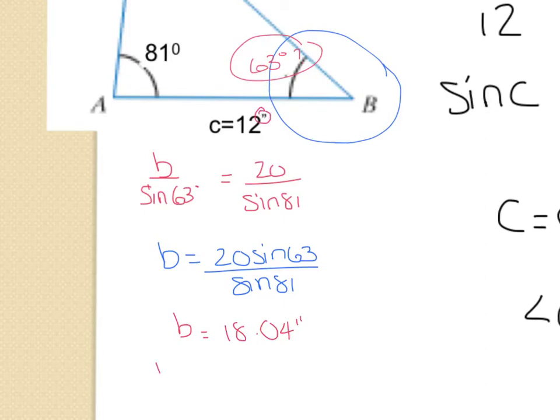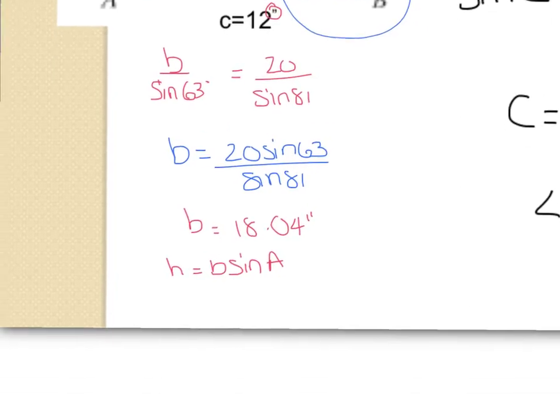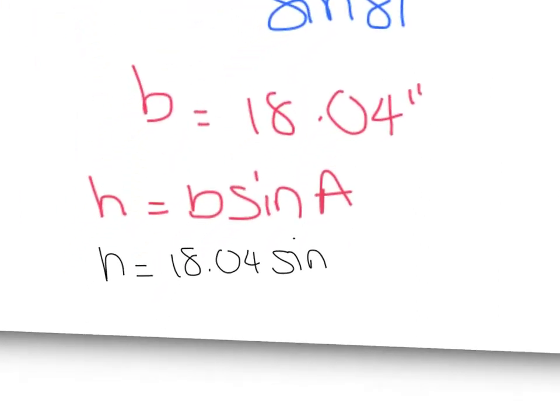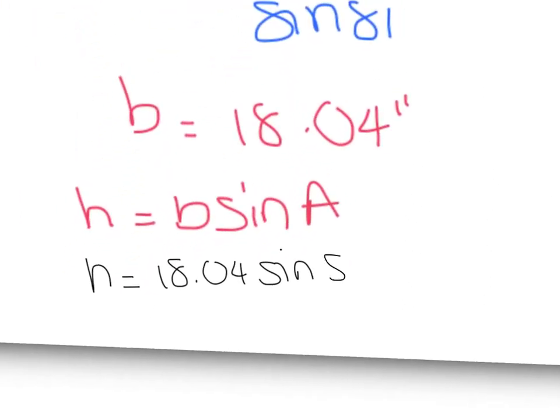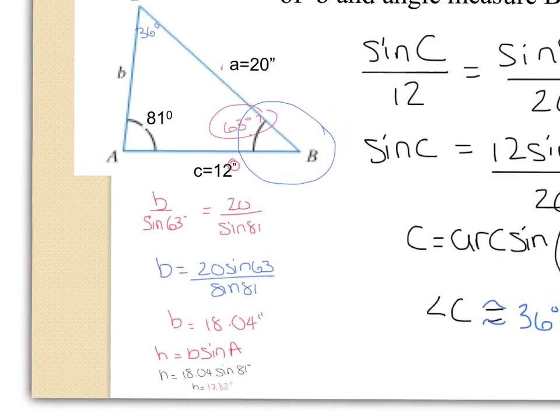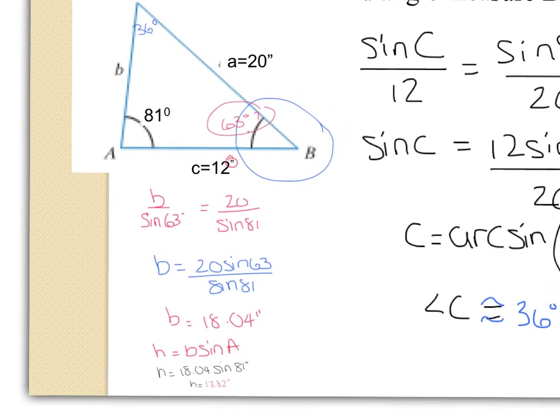All right, so now I actually do want to do H equals B sine A to make sure that the triangle I did solve for is in fact a triangle. Okay, so let's go ahead and do that. Here, B we got 18.04, so H equals 18.04 sine for A, 81 degrees. Let's put that into our calculator. H equals, all right, so we get 17.82 inches, and now I want to compare A, B, and H. So A is 20 and H is 17.82.